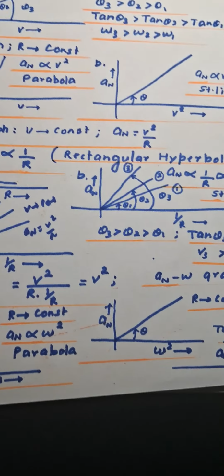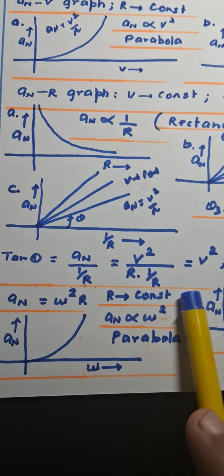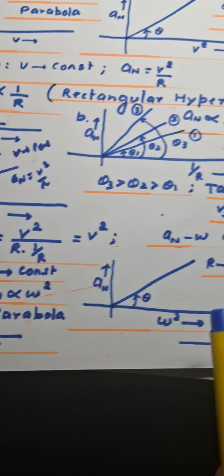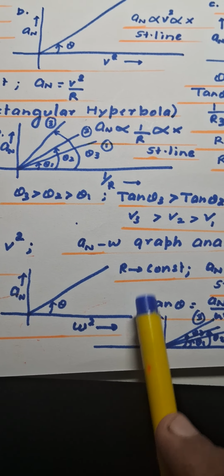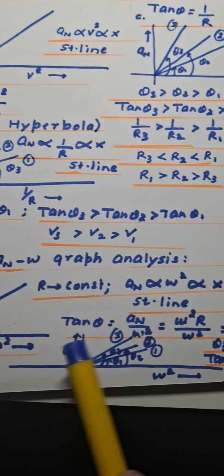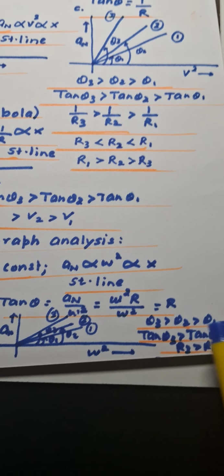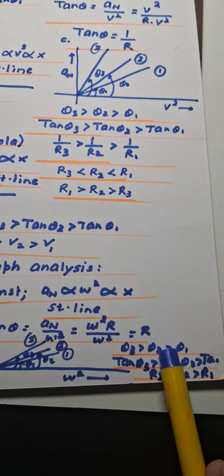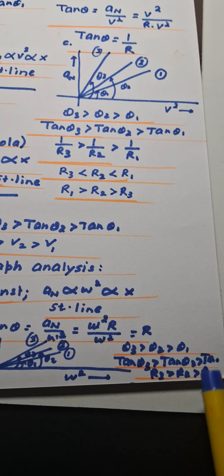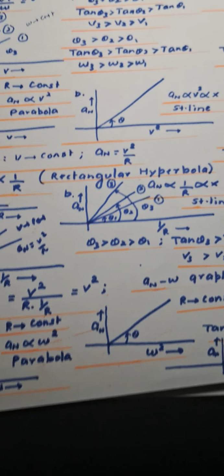Now there is another relation that An can also be written as omega square R. So if I assume that R is constant, I can say that An is proportional to omega square. So the graph here will be a parabola as shown over here. Now if you draw the graph between An and omega square for constant R, the graph will be a straight line as An is proportional to omega square. Now tan theta here is An by omega square, that will be R. So if we have three different graphs corresponding to 1, 2 and 3, we can say that theta 3 is greater than theta 2 is greater than theta 1. So tan theta 3 is greater than tan theta 2 is greater than tan theta 1. Hence R3 is greater than R2 is greater than R1. So this is the analysis that we can make regarding the graphs.